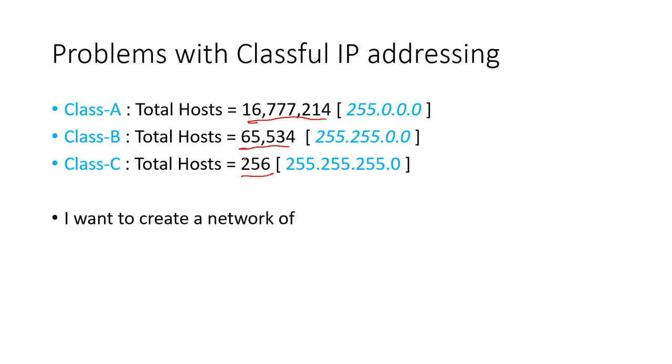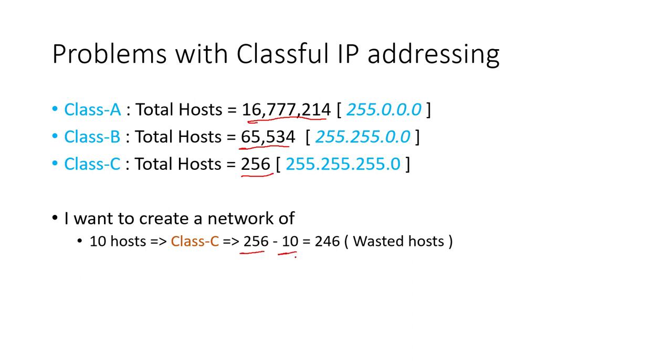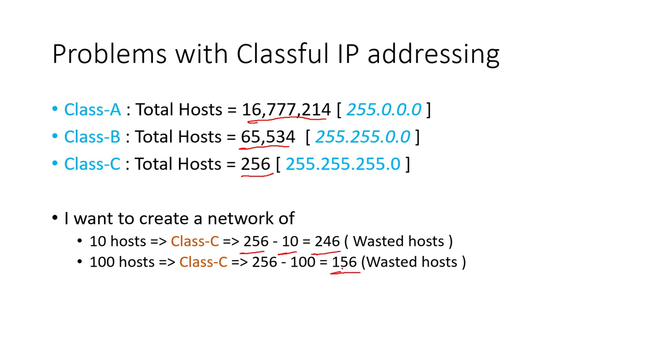Now, the problem is if I want to create a network of 10 hosts, then the minimum class I can find, the class most appropriate for me, is class C. And for class C, I will have 256 hosts. If I use the 10 hosts which I need, then 246 hosts will be there but will not be used. Also, for 100 hosts, I have 156 hosts which will not be used.